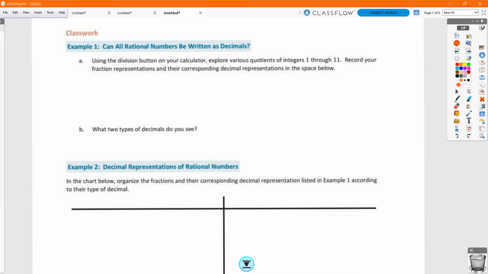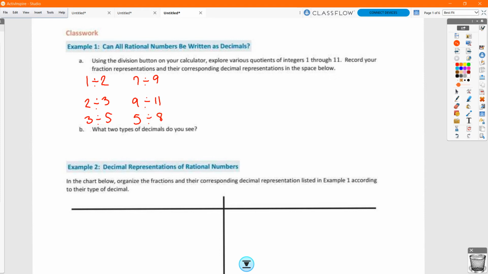So in this part, you're going to type in random fractions. Like you're going to do 1 divided by 2, 2 divided by 3, 3 divided by 5, 7 divided by 9, 9 divided by 11, and 5 divided by 8.